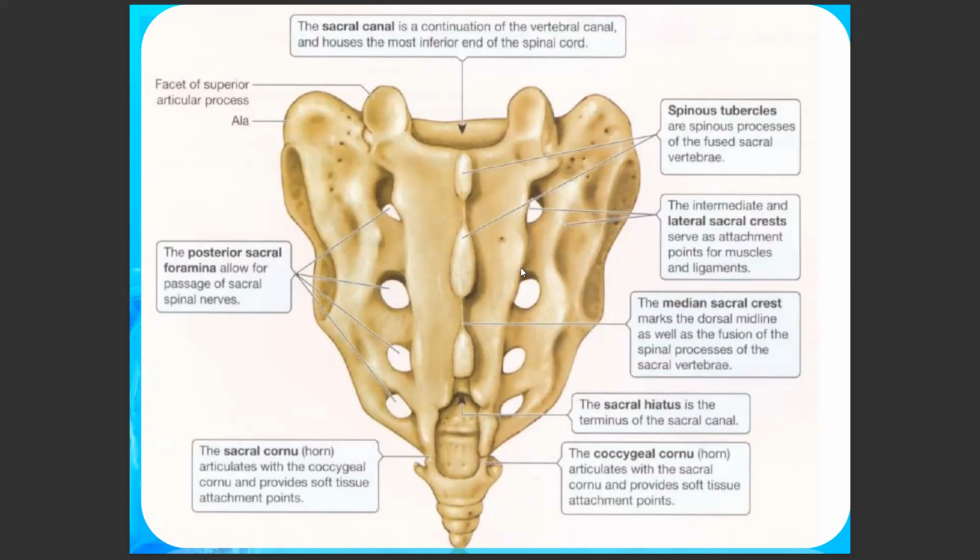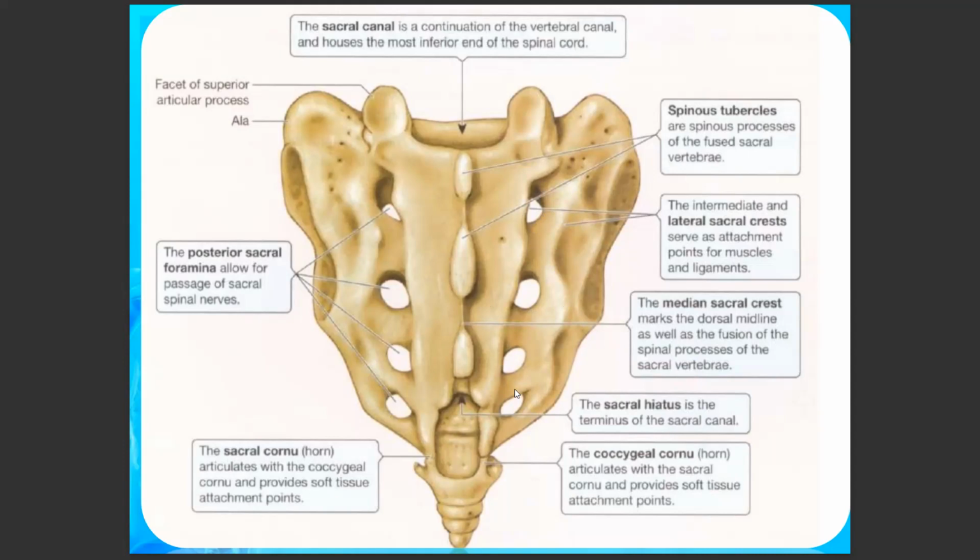These are the two other crests. One crest is that one, and the other crest is this one. These two are known as the intermediate and the lateral crest. This long one is known as the intermediate sacral crest, and this one is known as the lateral sacral crest. These crests serve as attachment for muscles and ligaments.